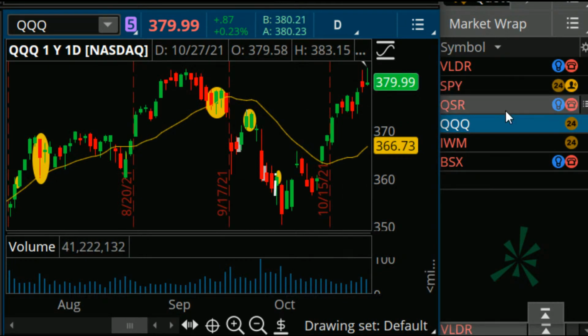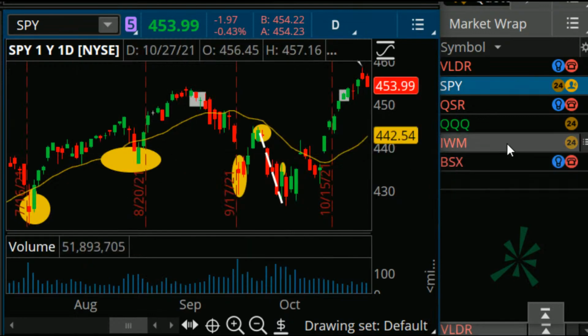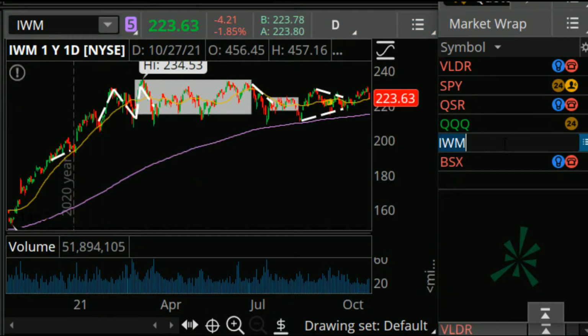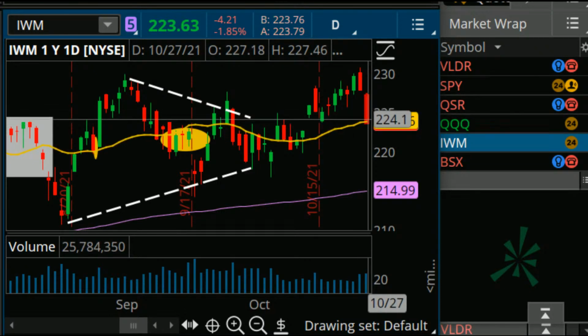All right. So we do get to see here what the closing price is for the Qs. Qs, another topping tail there. And then the SPY closing at the lows. And then IWM. So watching to see what kind of bounce we get. If we get a sell setup, then we can start the bearish bias.